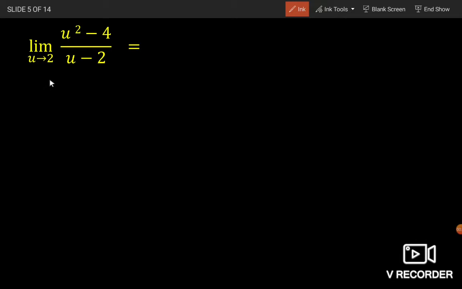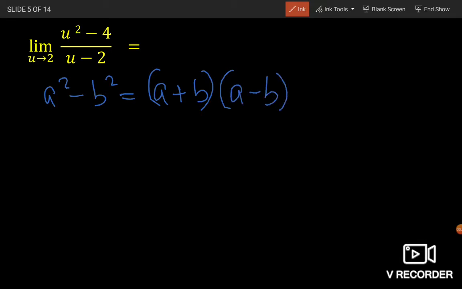Now if you recall the difference of two squares, looking at u squared minus 4, this is actually a difference of two squares. So what is the expression for difference of two squares? Now if you recall, a squared minus b squared is equal to a plus b multiplied by the other binomial a minus b. So in this case, u squared minus 4 is actually equal to u squared minus 2 squared.